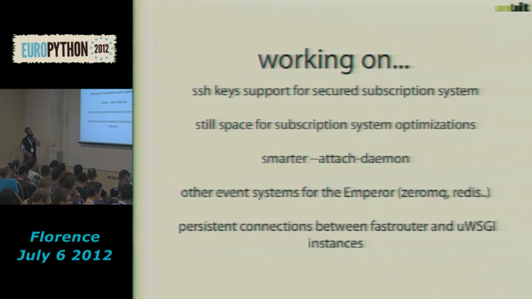There is a lot of demand for alternatives to the RabbitMQ external manager for the Emperor, using a system like ZeroMQ or Redis. Again, I'm still not sure this is the best approach, but if a customer pays me for that, I will make it, no problem. And we are investigating persistent connections between the Fastrouter and uWSGI instances. This could be a security problem, and maybe the gain will not be much. Probably we will try using 0MQ as a communication layer between the Fastrouter and uWSGI instances.